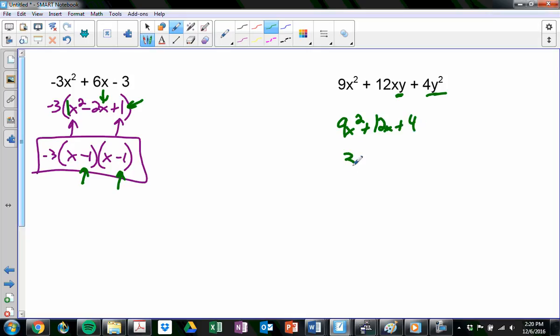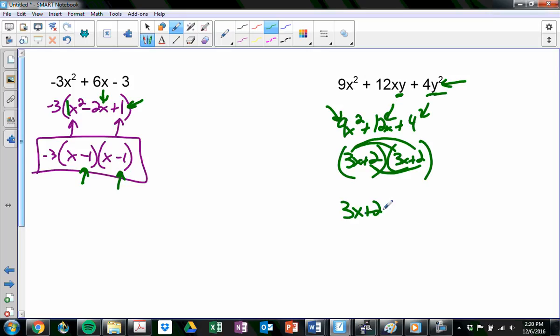This factors into 3x plus 2 times 3x plus 2, the square root of this and the square root of this. And I'll check that. I want to make sure that that works. There's 9x squared, there's 6x, there's 6x. 6x and 6x is 12x. 2 and 2 is 4. And now I'm going to go back and attach the y's to the end. So it's 3x plus 2y times 3x plus 2y.